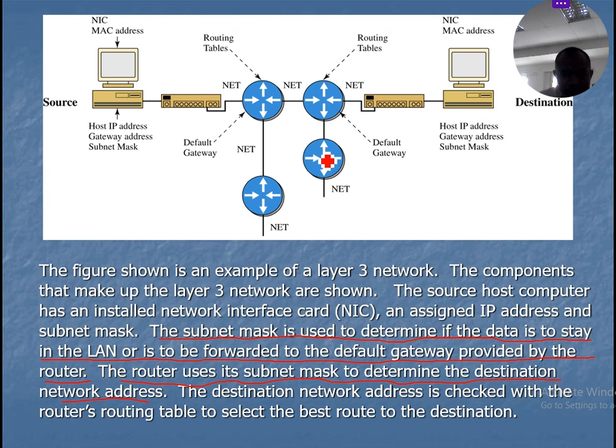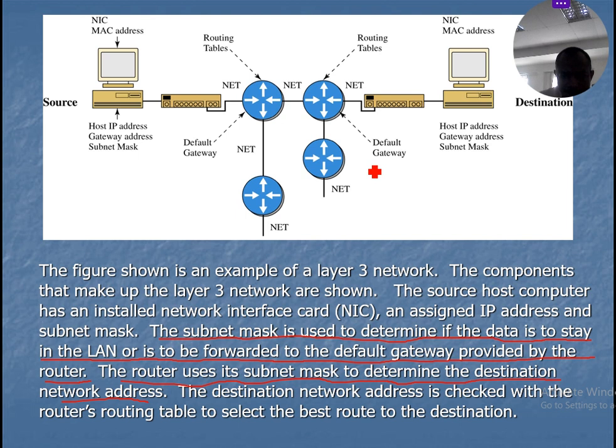The job here is to show how layer 3 switches, called the router, can be used to interconnect different LANs together. The subnet mask is used to determine if the data is to stay in the subnet, as we calculated earlier. It is used to establish if the data will stay in the LAN or be forwarded to the default gateway provided by the router.